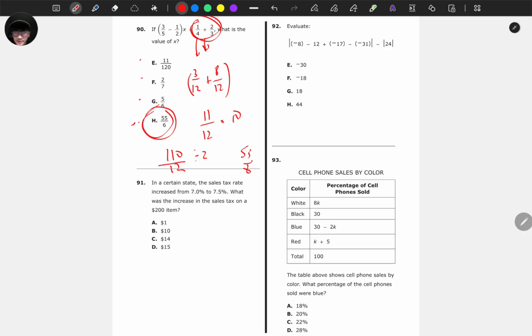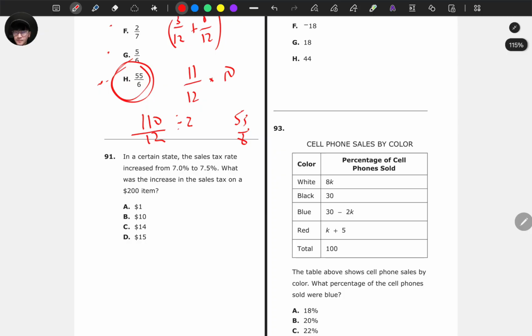In a certain state, the sales tax rate increased from 7 to 7.5%. What was the increase in the sales tax on a $200 item? Okay, so the sales tax went up, right? But it's based off of the original same price, so it was 200. So if the sales tax increased from 7 to 7.5%, that means that the percentage of increase has got to be 0.5%. Right? And it's from the same original thing, which is 200.